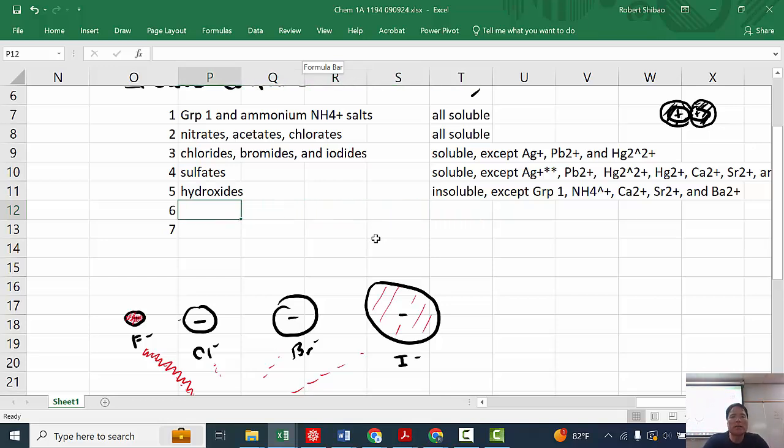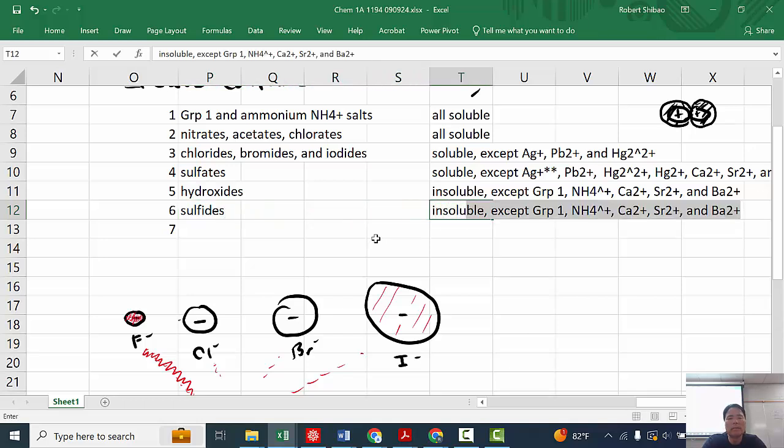And then after the hydroxides come sulfides. Sulfides are insoluble except when paired with these: group 1, ammonium, and group 2.